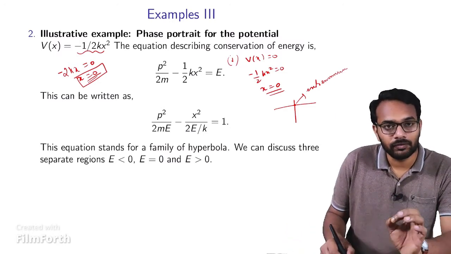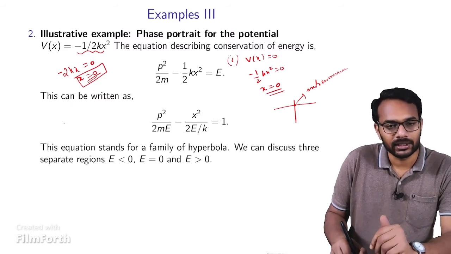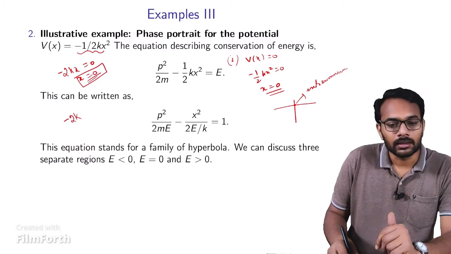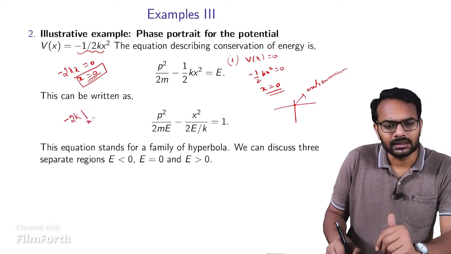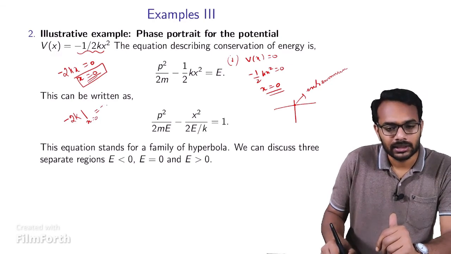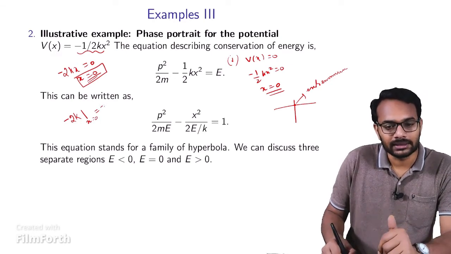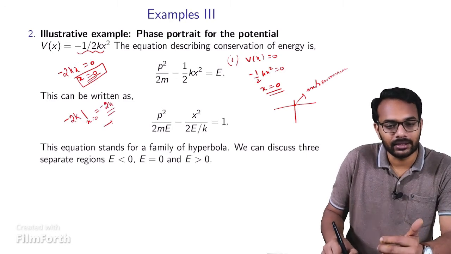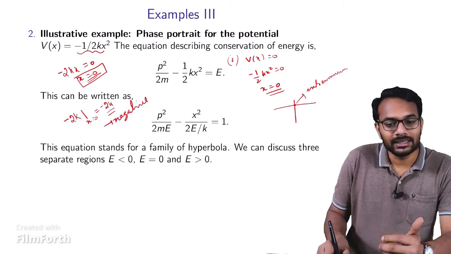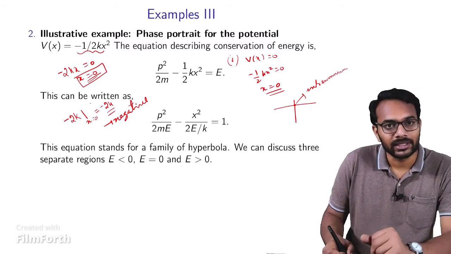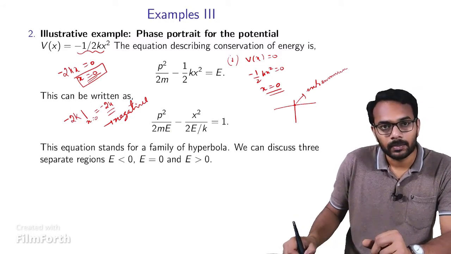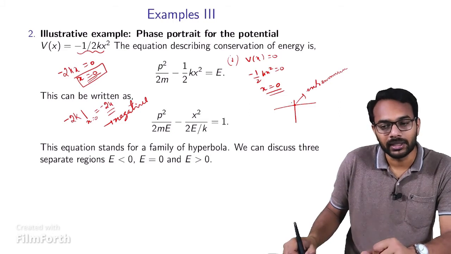To find whether it's a maximum or a minimum, we take the second derivative, and we see that it is minus 2k at x equal to 0. That's negative, because there is no x dependence here. We said that if the second derivative is positive, then we have a minimum, and if the second derivative is negative, we have a maximum. So this is a point of maximum.